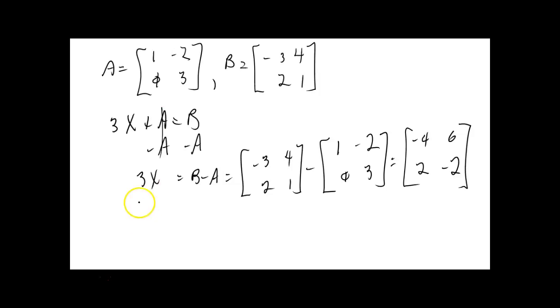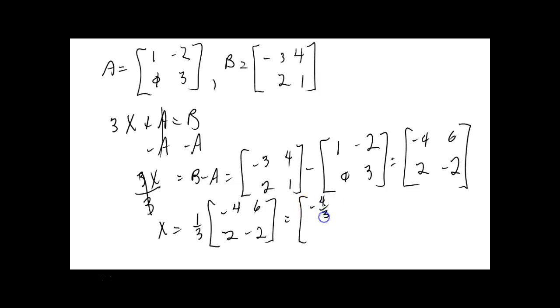So what do we do next? Divide by 3, which is the same as multiplying by 1/3. So X is equal to 1/3 of this matrix: negative 4, 6, 2, negative 2. Now, frankly, I like that form perfectly fine. I have no problems with it. You can multiply through, and just for the practice of doing so, what would that be?